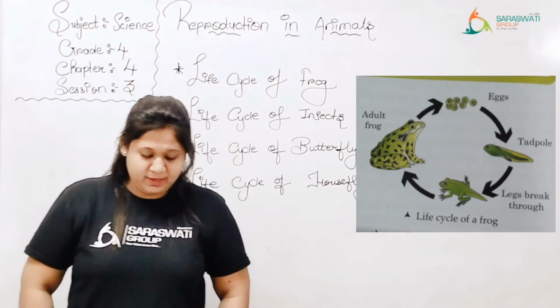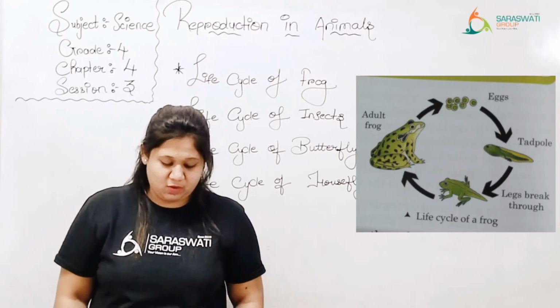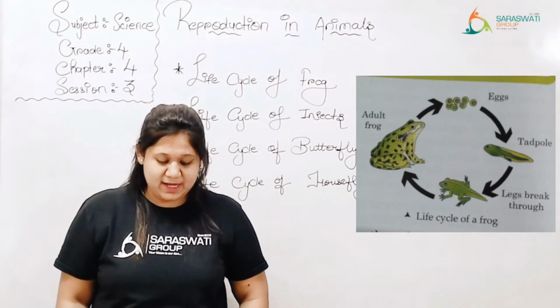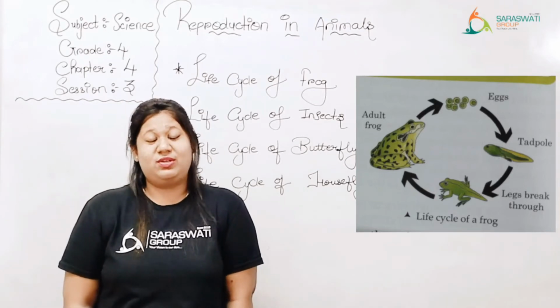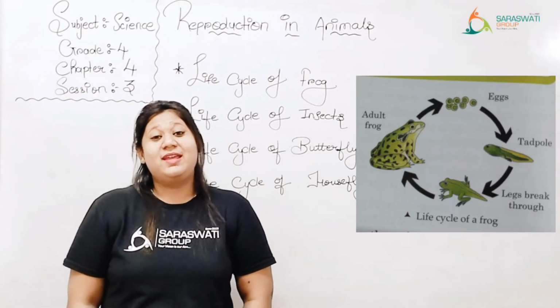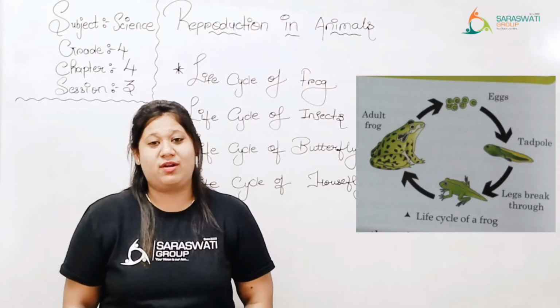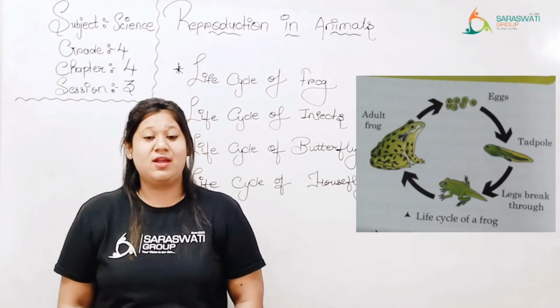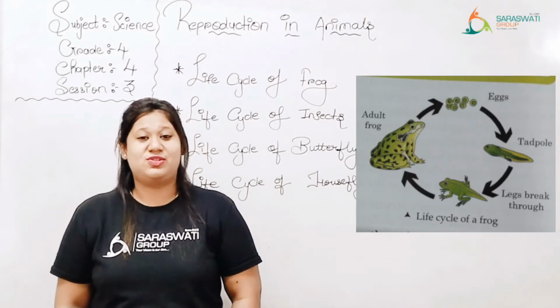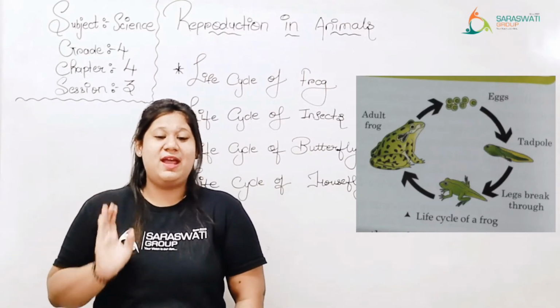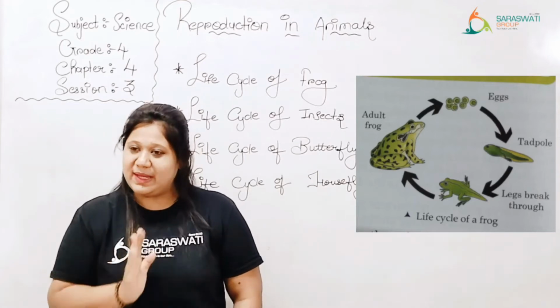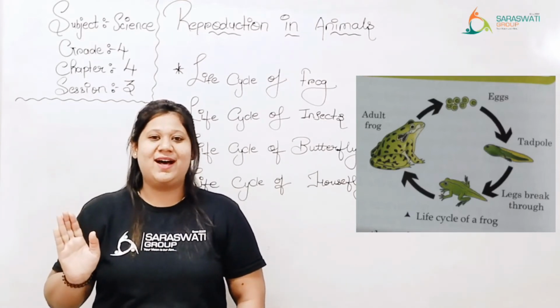A tadpole does not resemble a frog. It looks more like a small fish. The great thing to know is that it doesn't look like a frog. A tadpole doesn't look like a frog, but it looks like a small fish. वो एक छोटी सी fish लगता है when it is a tadpole. वो बिल्कुल भी frog जैसा दिखता नहीं है.